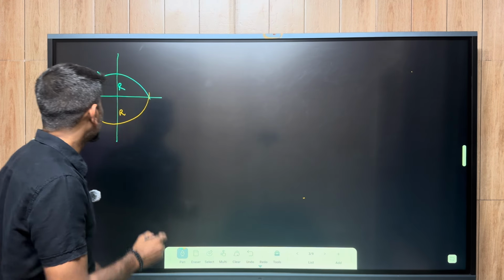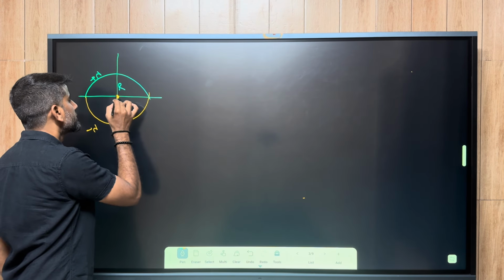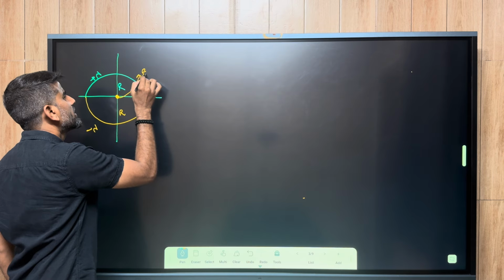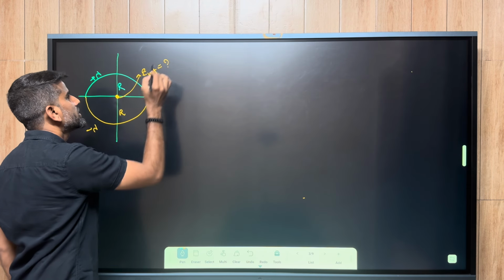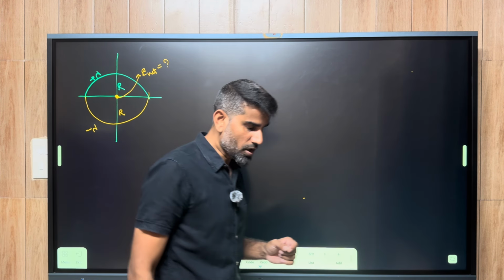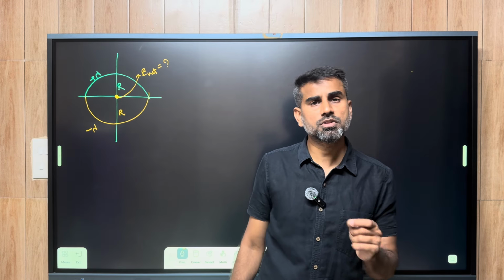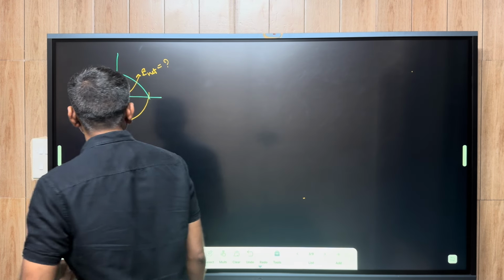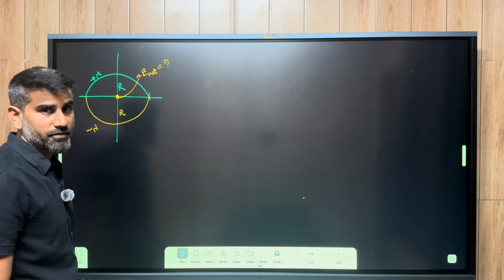Now what is the net electric field at this point? This is the question. E net is how much? I would like to give the magnitude and also the direction. Right. Direction of the electric field.